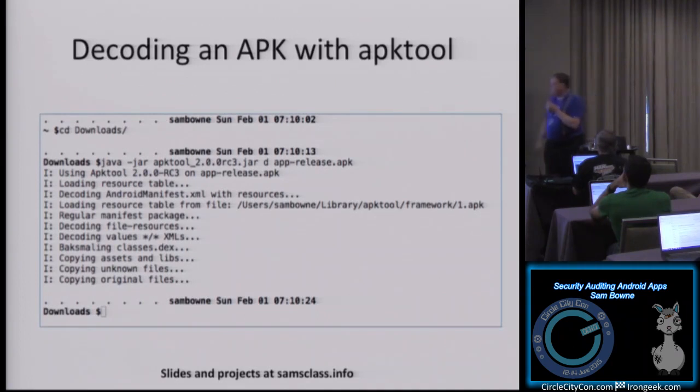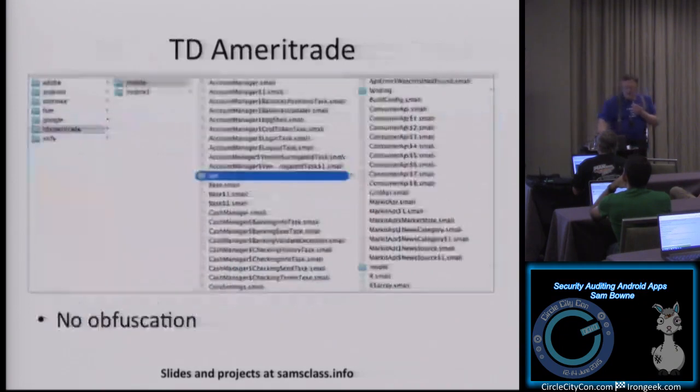APKtool is the one I like. APKtool is just a Java tool on my Mac, and you can decode an app. You take apart an APK file. It's just a container like a zip file, and you get a ton of files. So this is the TD Ameritrade app.